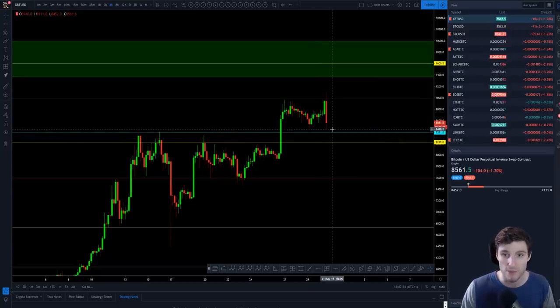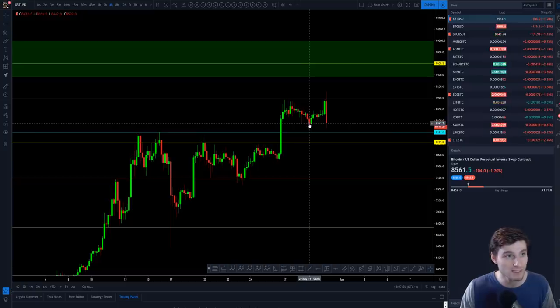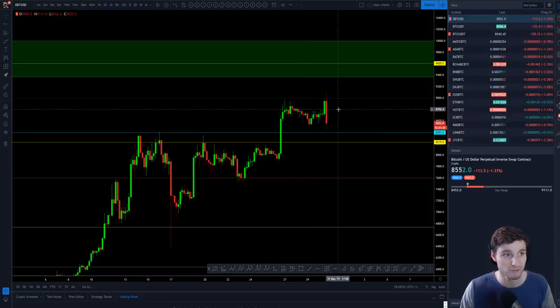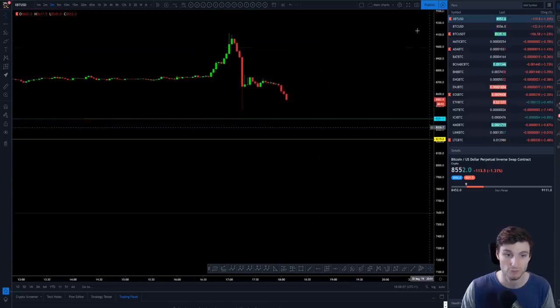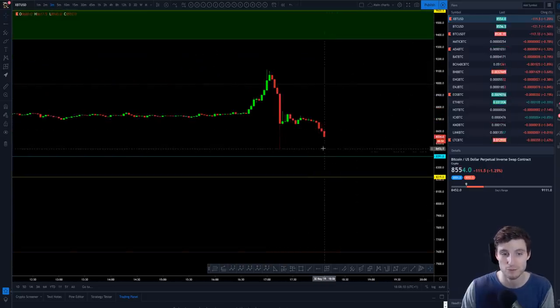On BitMEX you're looking at the low of exactly 8,442. We have not taken that low. This was 8,452, so $10 saved the low. We're really going to have to see how this plays out over the coming 10 minutes or so; by the time I upload this, we might have lost this low.